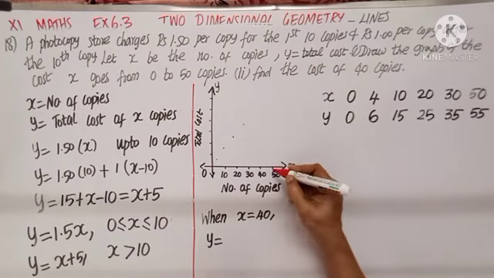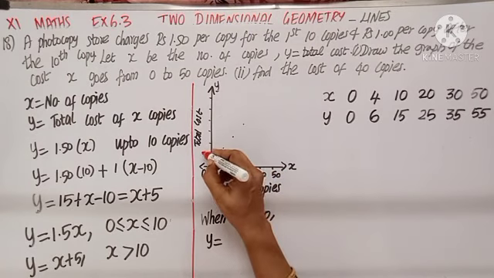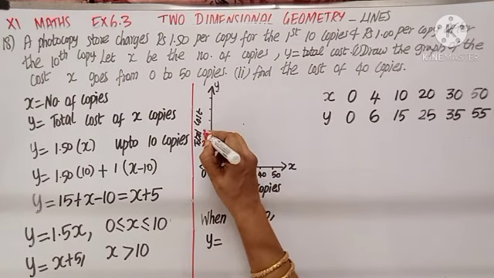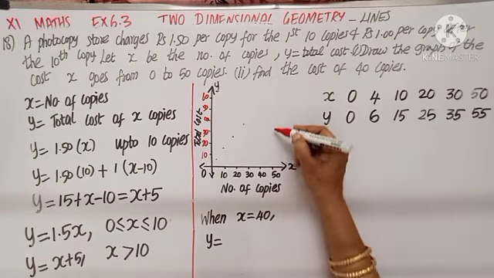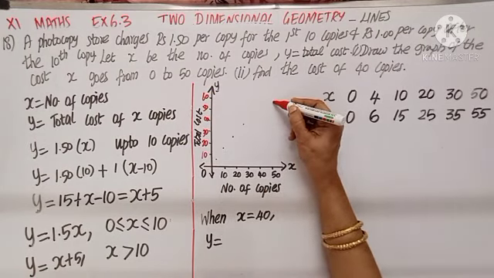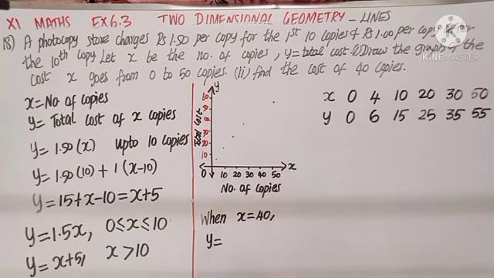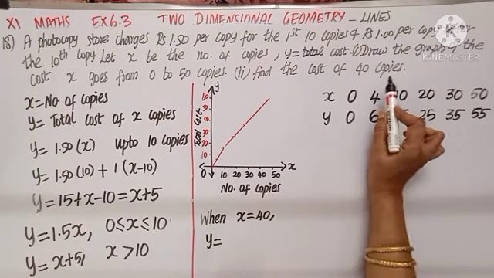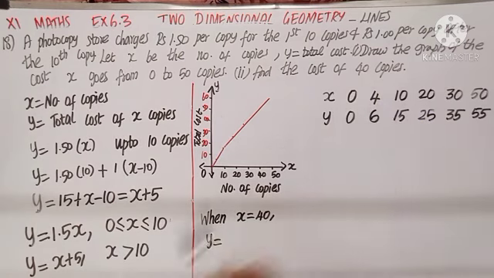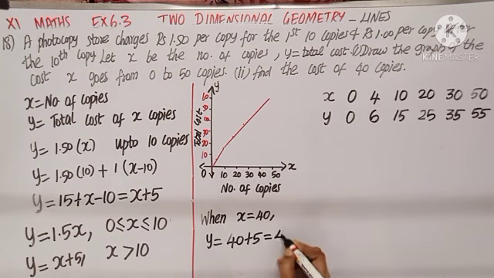As I plot, it is 10, 20, 30. We can plot on the Y axis. (50, 55) will be here. As we join it as a line, the second part of the question is find the cost of 40 copies. 40 will come in X greater than 10. So my answer is 40 plus 5, that is 45, and hence the problem.